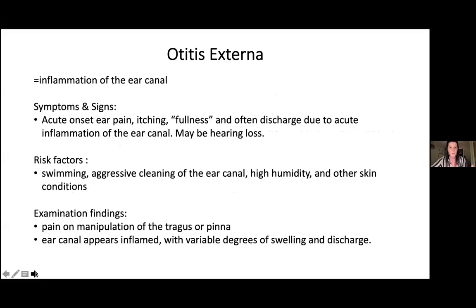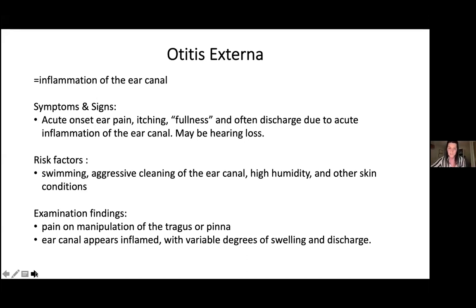So let's think about ear stuff, another mainstay of general practice. Let's start with otitis externa. So this is inflammation of the ear canal, and that's the skin part you can see just inside the ear with the naked eye. And that skin canal, that continues right up until the tympanic membrane, the eardrum.